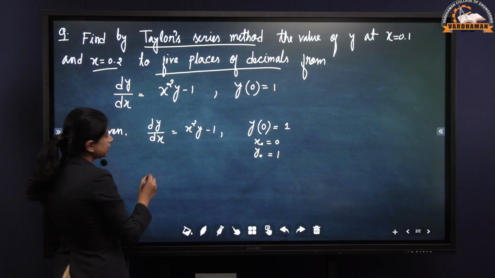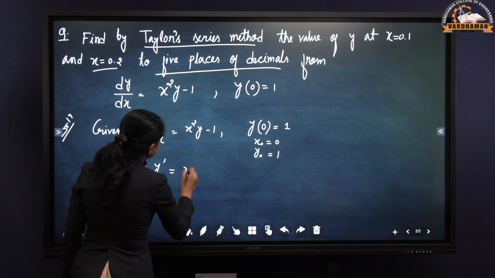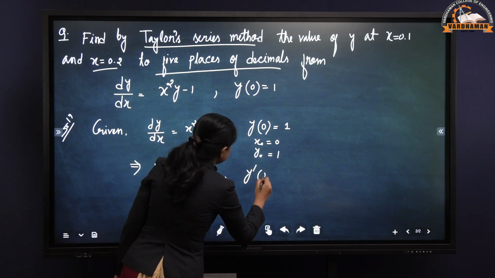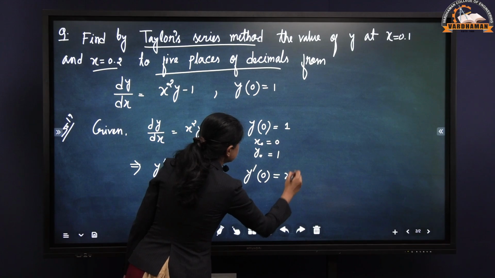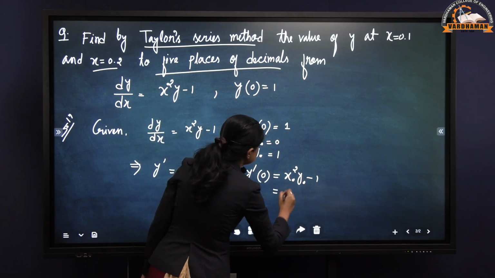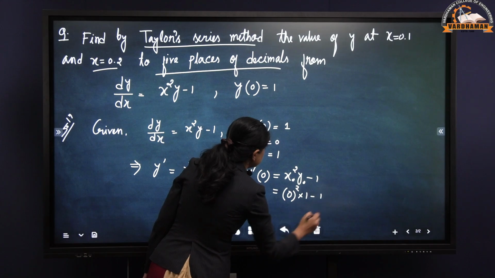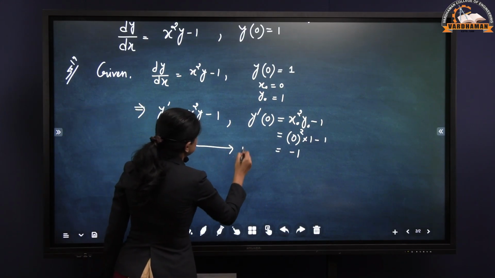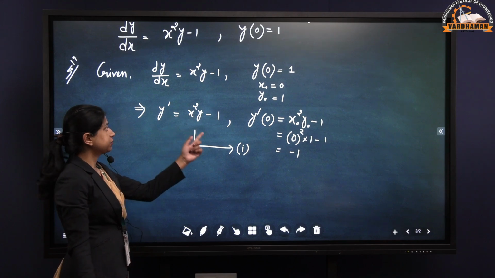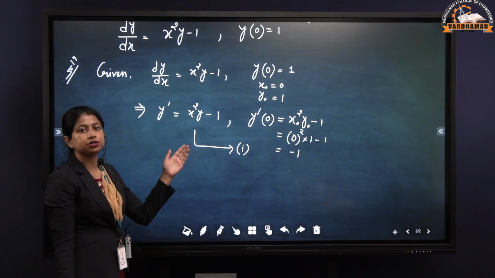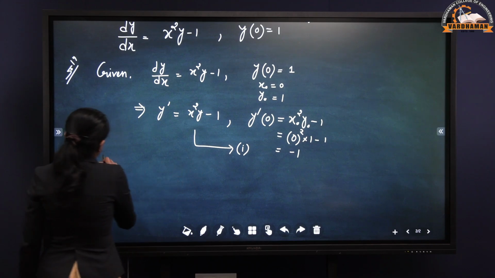Now this equation can be written as y dash is equal to x square y minus 1. Let us find y dash at 0. We will get x naught square into y naught minus 1. X naught is 0, 0 square, y naught is 1, minus 1, so it will give you minus 1. Now let us take this equation as equation number 1. We will differentiate this equation with respect to x successively, and we will get y double dash, y triple dash, and so on.